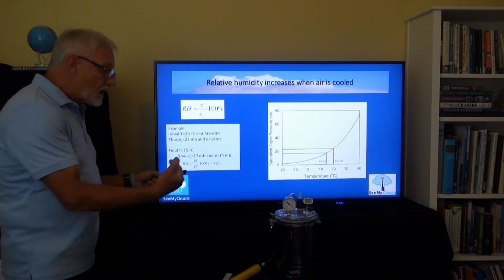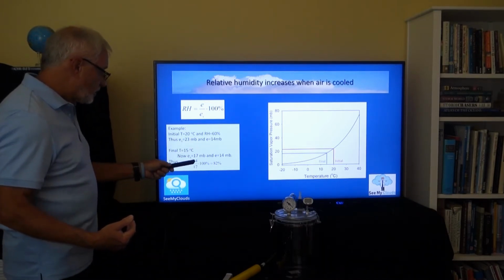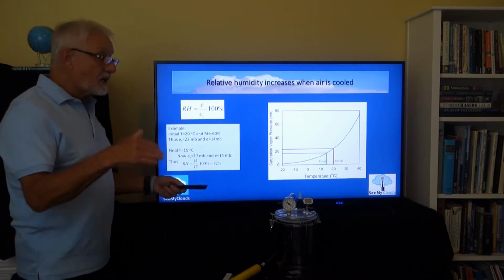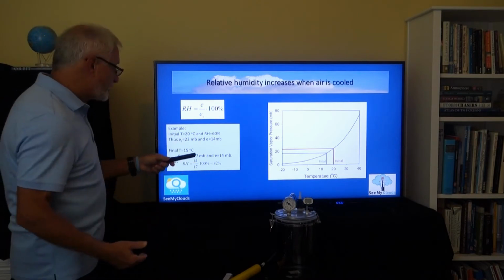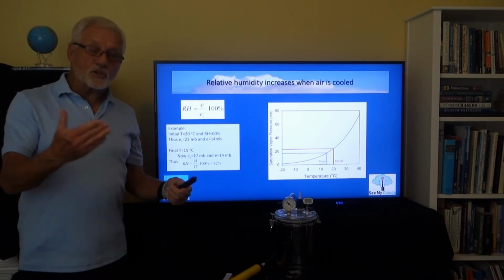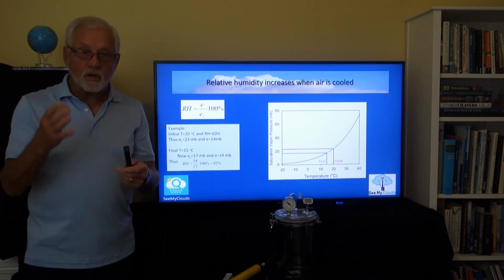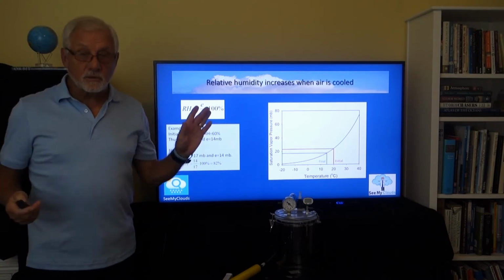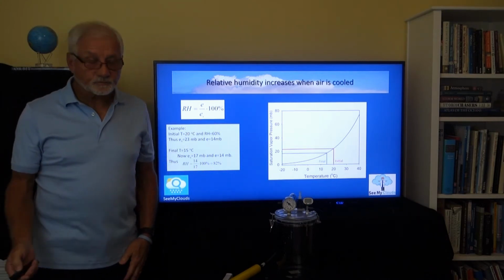So now I can recalculate the relative humidity. Relative humidity is equal to 14 over 17. The E didn't change. 14 over 17 is 82%. So in this cooling process, the relative humidity has gone from 60% to 82%. Well, this is critical in the atmosphere. This is one of the ways in which clouds form, sort of the major way in which clouds form, through this cooling process.